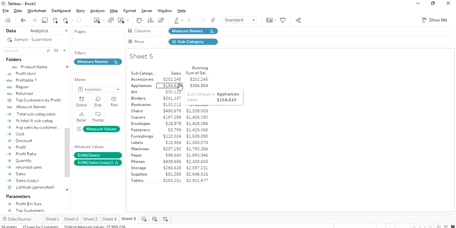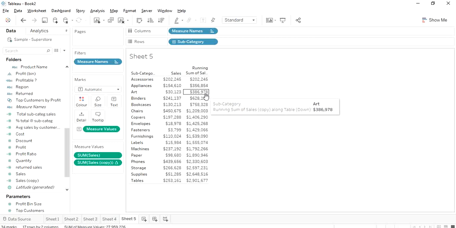For the second item, individual sales is 154,000. Now what will running sales become? It will be the previous one and this one. If you add these two, 202,000 and 154,000, you will get 356,000. Running total is nothing but accumulating. At any point, you are adding up all the previous numbers.